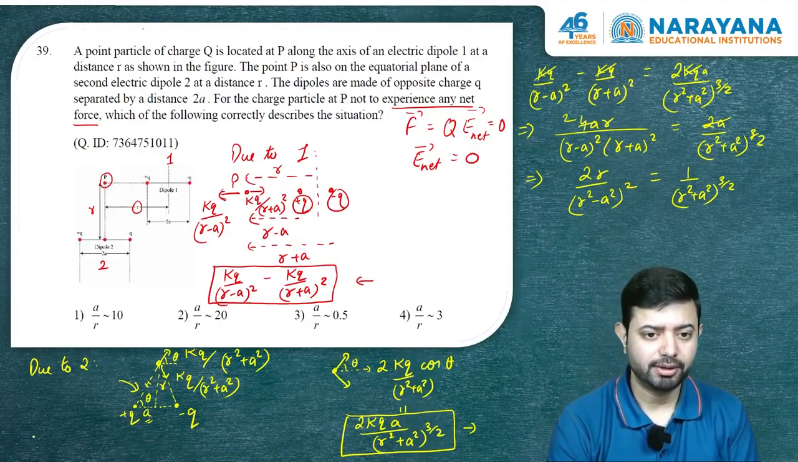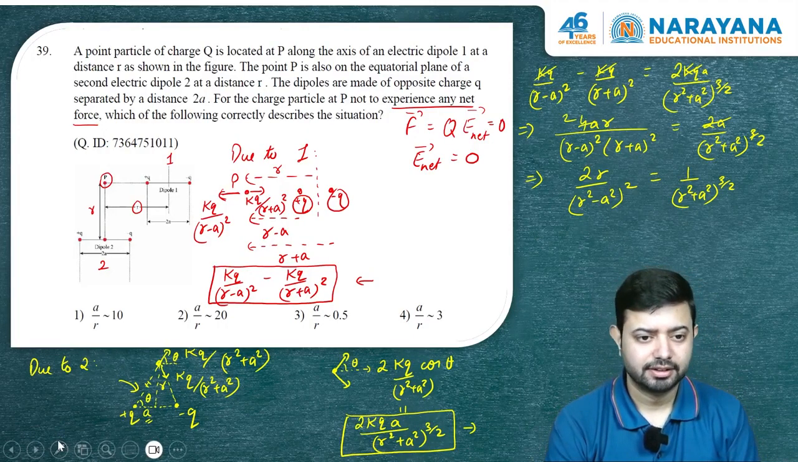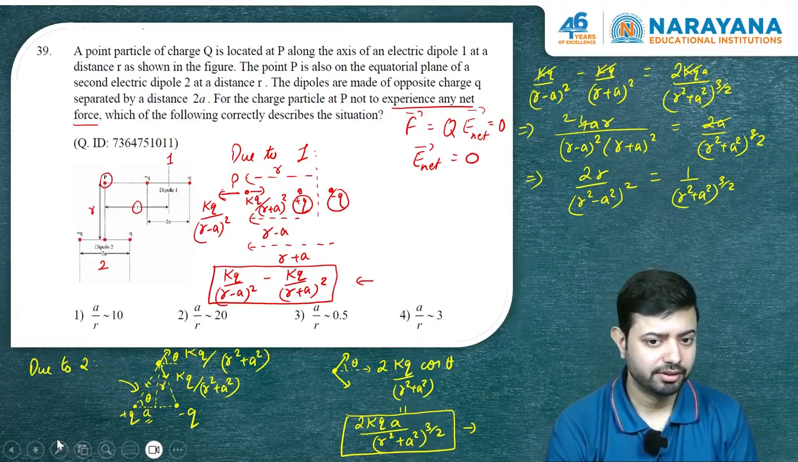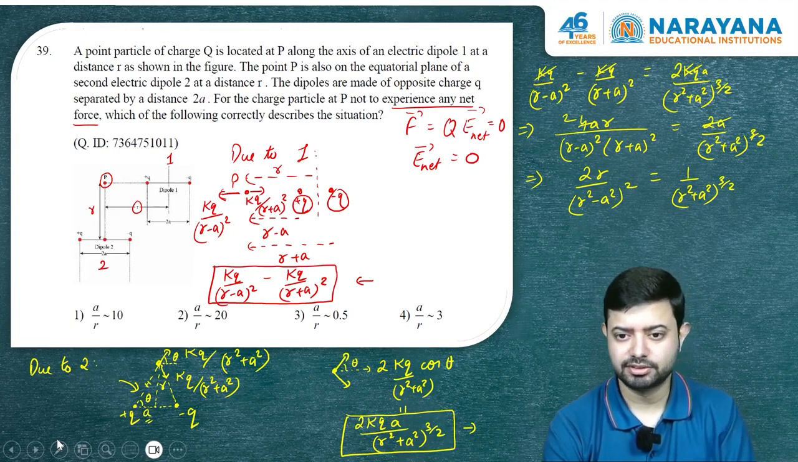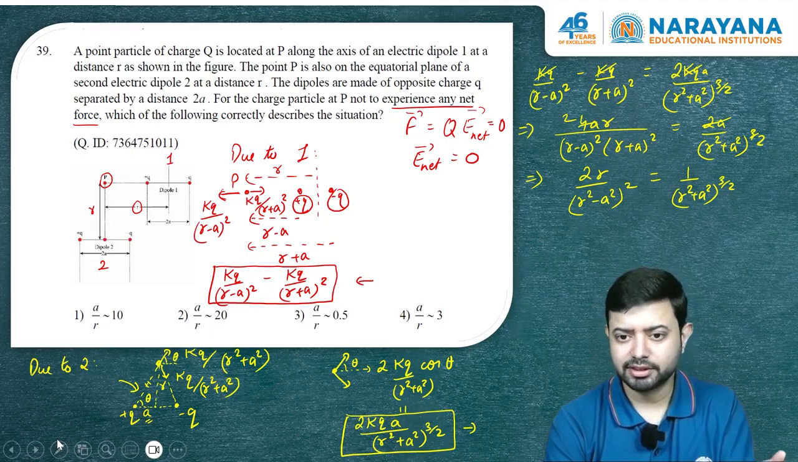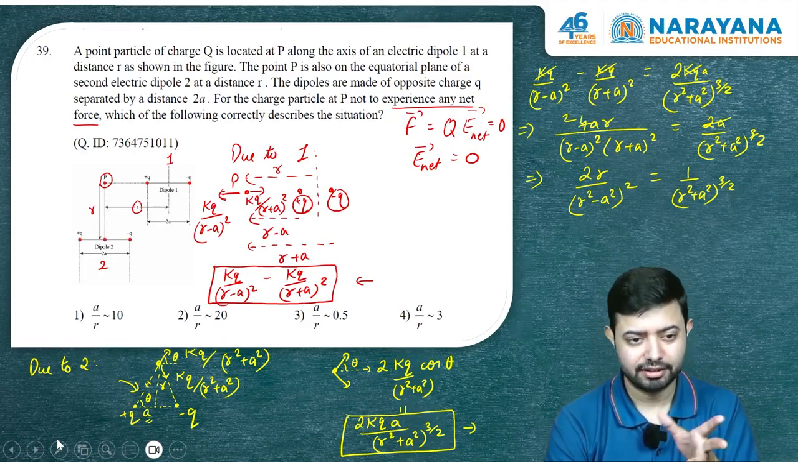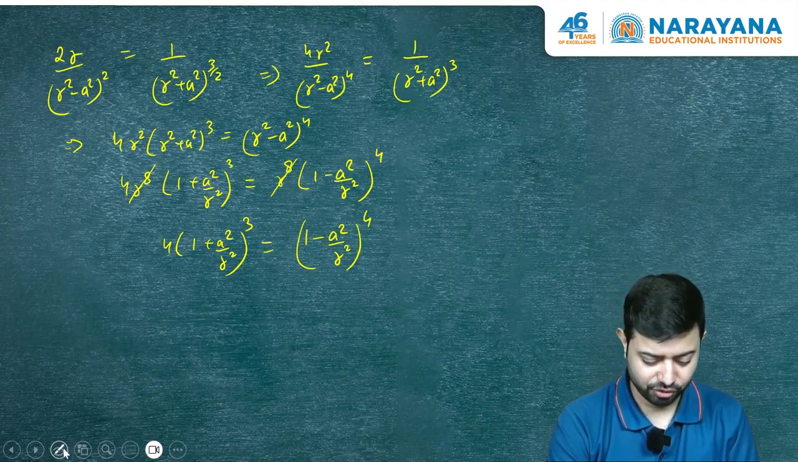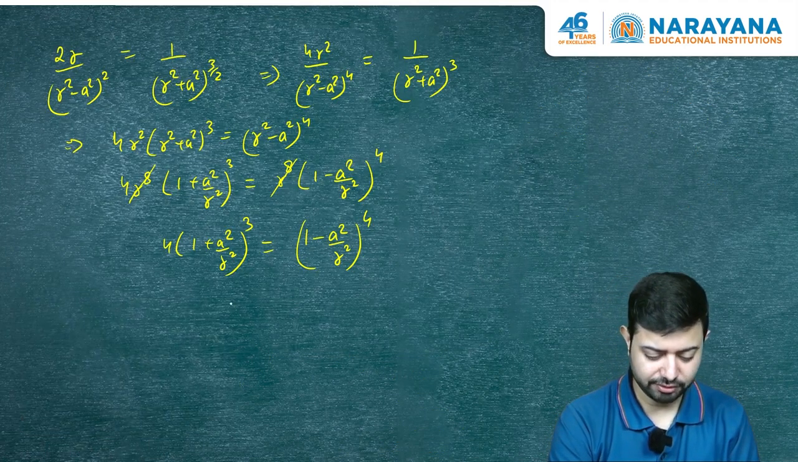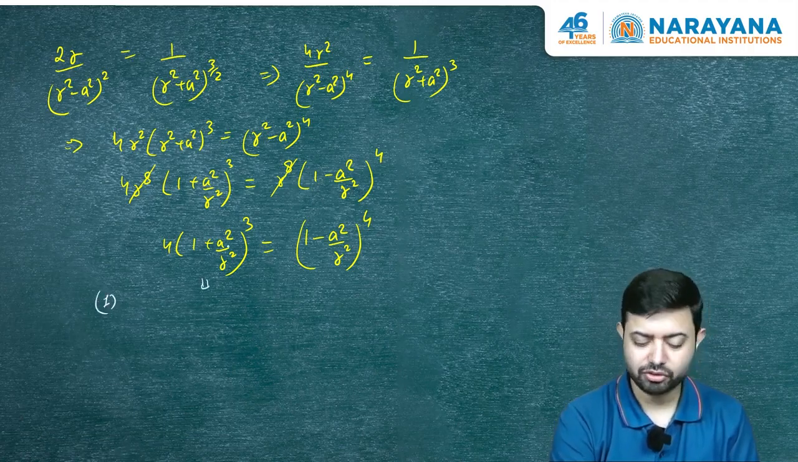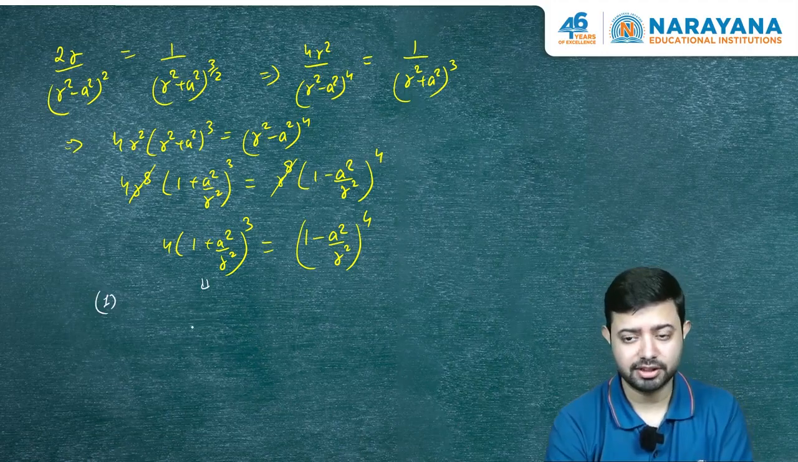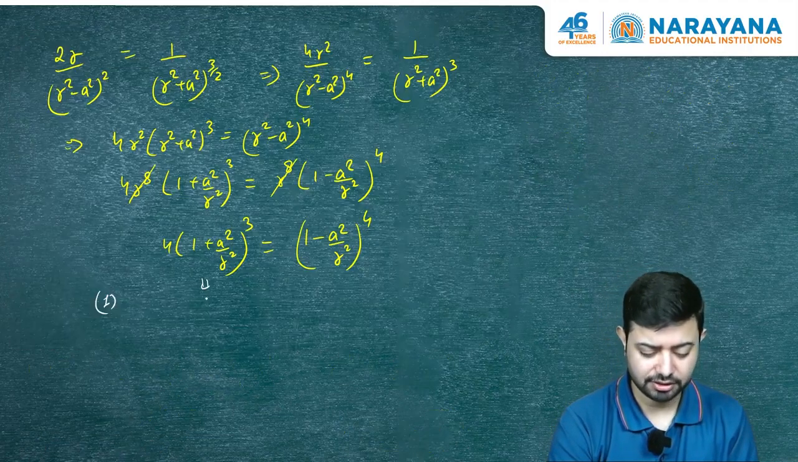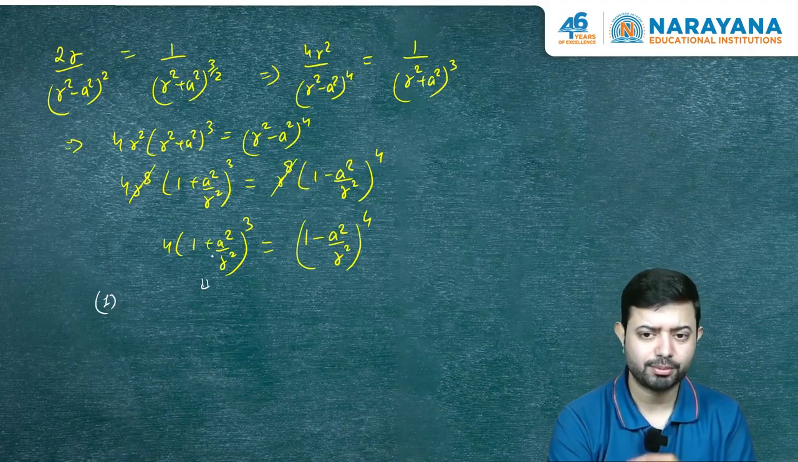One is A by R is approximately 10, A by R is approximately 20, A by R is approximately 0.5, or A by R is 3, like these are the options, right. So, if I choose one by one now, we can easily identify which one of them is matching. If A by R is 10, suppose, then this number, if you see left hand side, will be how much for the first option? 10 squared, 100, 100 plus 1 is approximately 100.